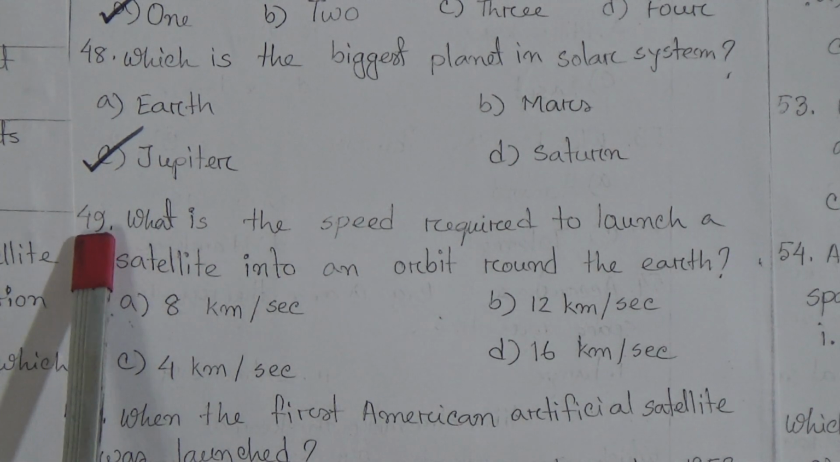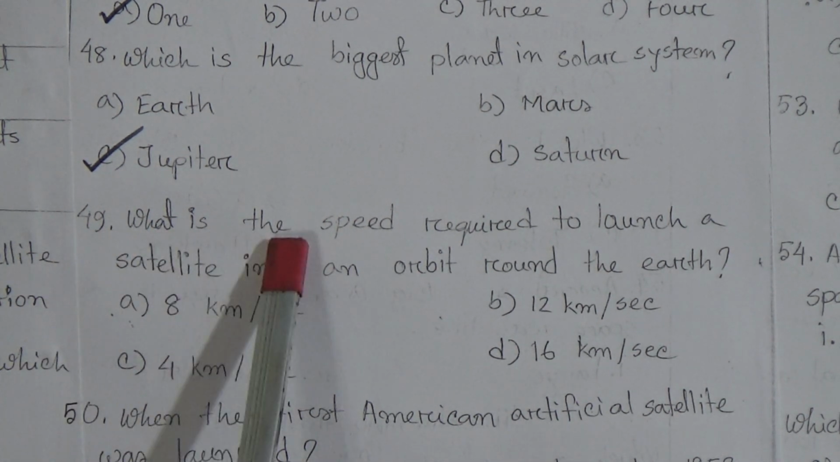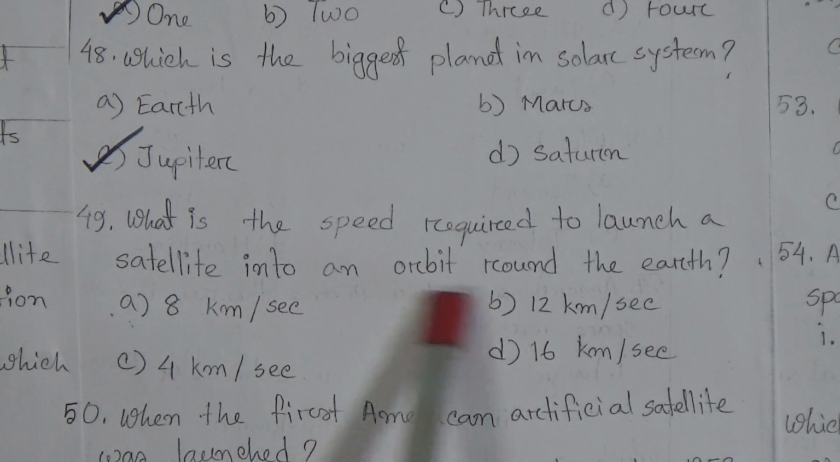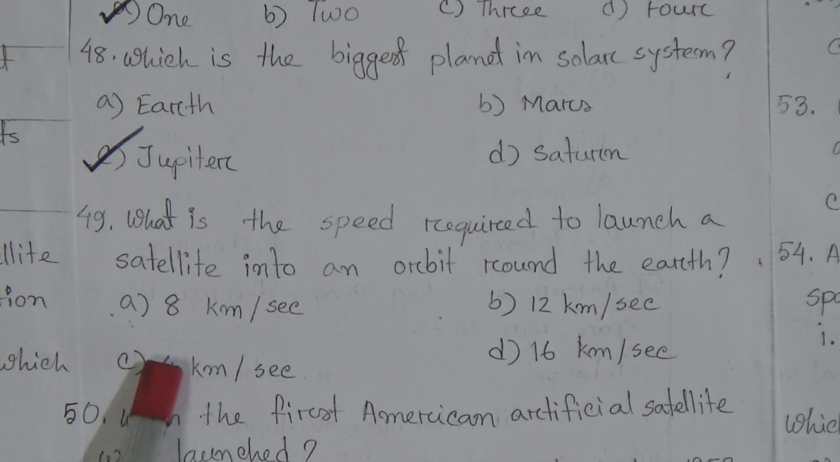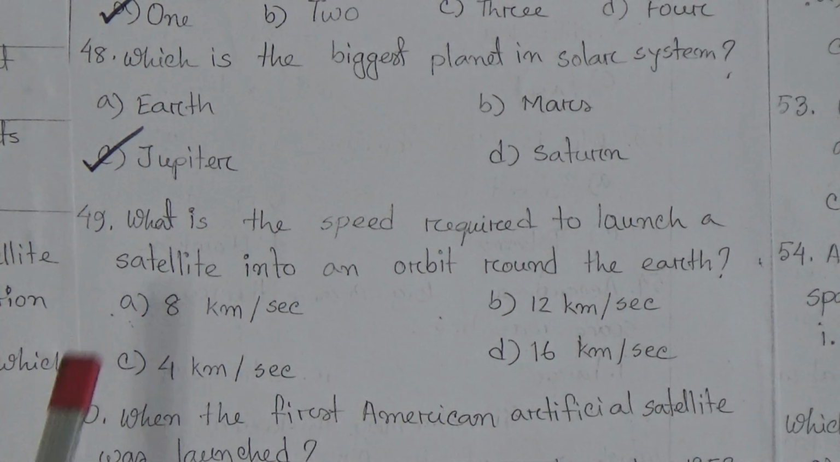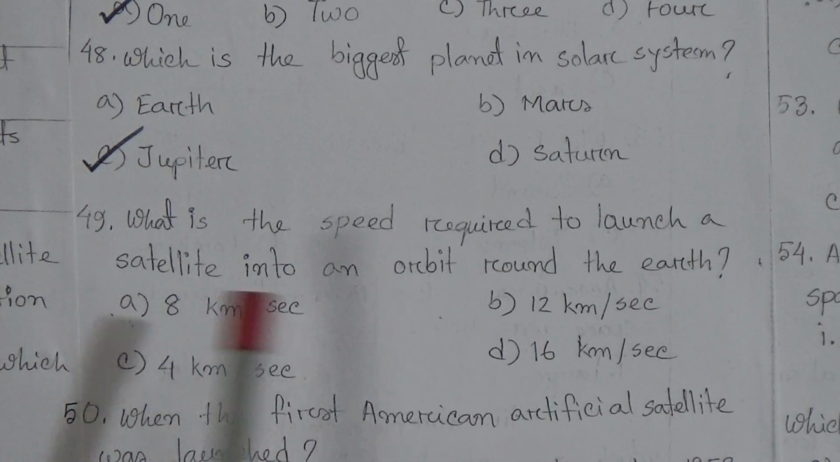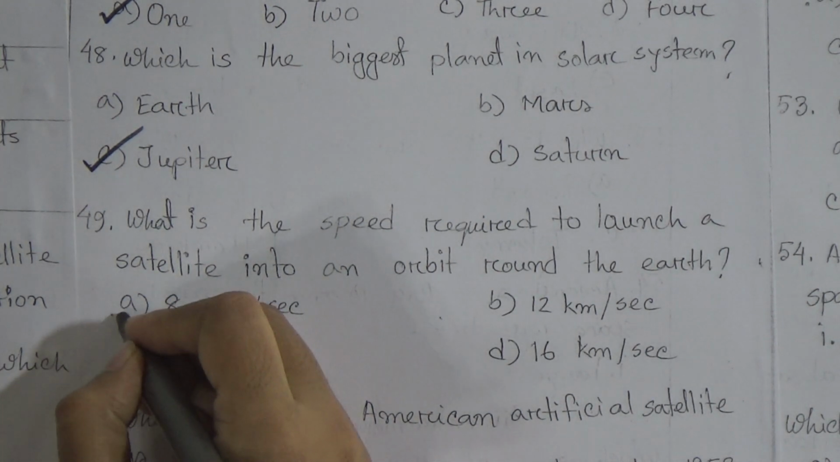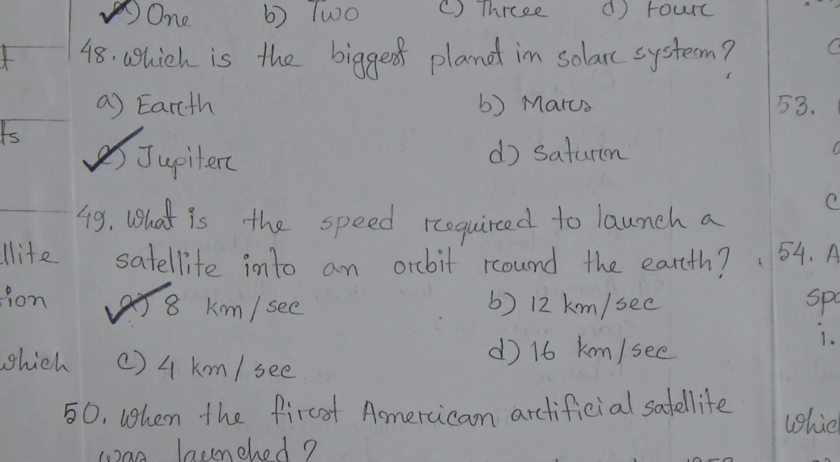Now come to question number 49. What is the speed required to launch a satellite into an orbit round the Earth? 8 kilometer per second, 12 kilometer per second, 4 kilometer per second, and the last one is 16 kilometer per second. Dear students, in the textbook it is written that satellites need 8 kilometer per second speed to orbit round the Earth. And come to the next question, question number 50.